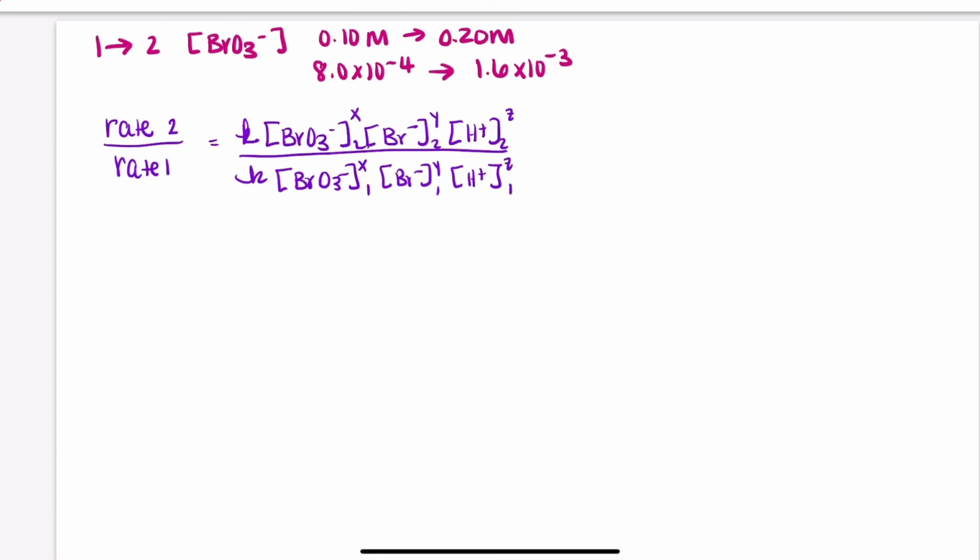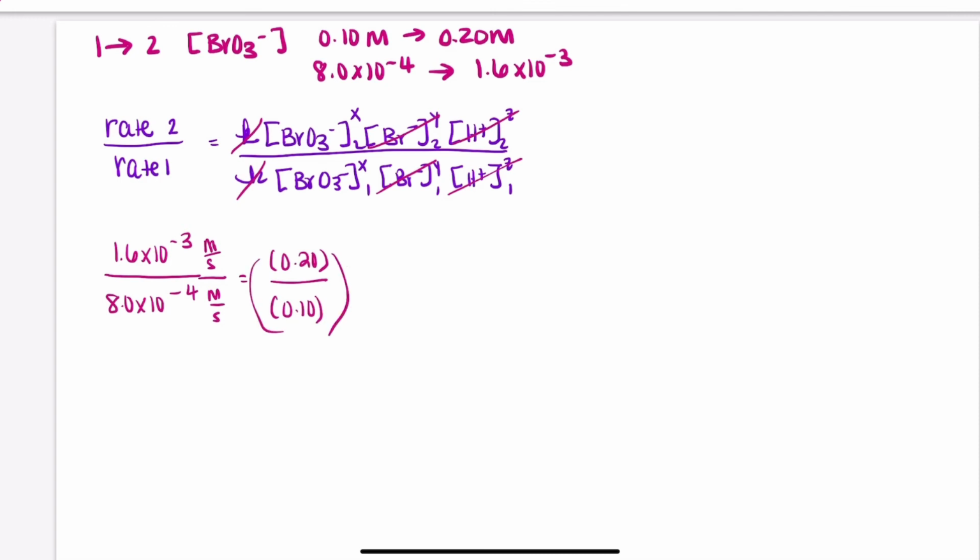I know that the concentration of Br minus stayed constant, H plus stayed constant, and my proportionality constant, my rate constant, stays constant. So I can simplify this down and say, okay, 1.6 times 10 to the minus third divided by 8.0 times 10 to the minus 4. These are both molar per second, but the units cancel out, is equal to the concentration of BrO3 minus for reaction 2, 0.020, divided by the concentration from reaction 1, 0.010, raised to the power of X. When I do this math, I find this to be 2, this to be 2, this to be X. If I take the log of both sides, X is equal to the log of 2 divided by the log of 2. X equals 1.